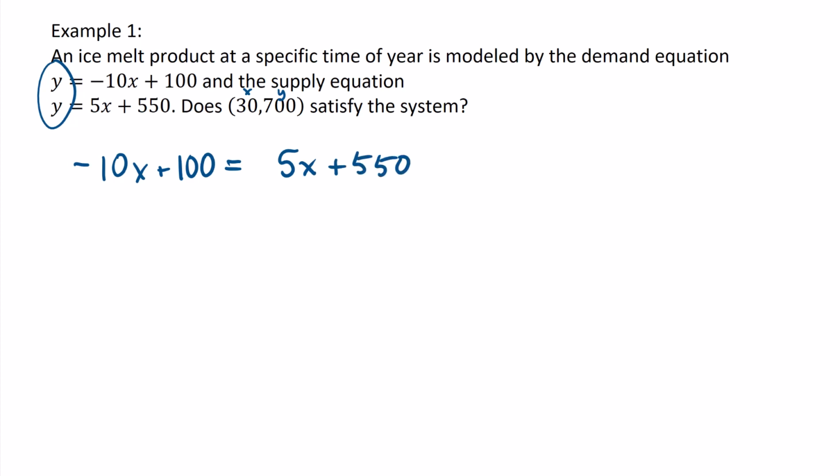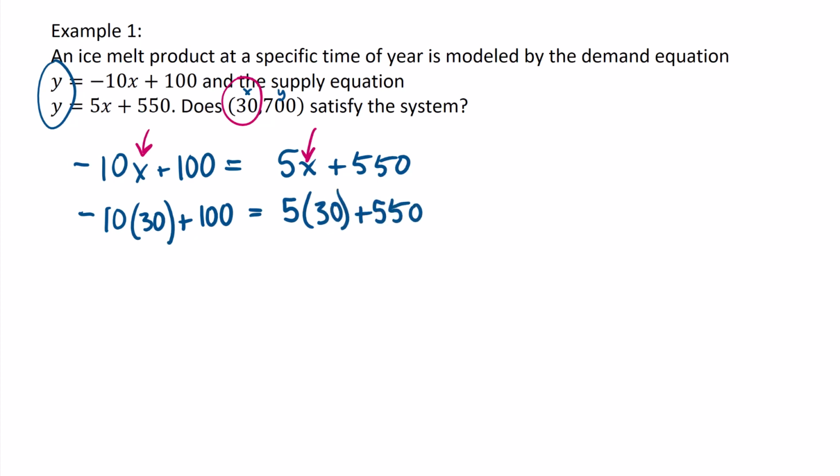Now we take the x value from up here and we substitute it in for the x's in this equation. Negative 10 times 30 plus 100 equals 5 times 30 plus 550. Now, we are not sure if this is a true statement, so we have to check to see if we get a true statement when we simplify both sides.